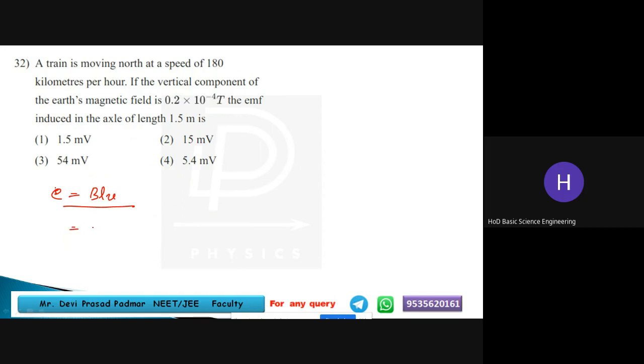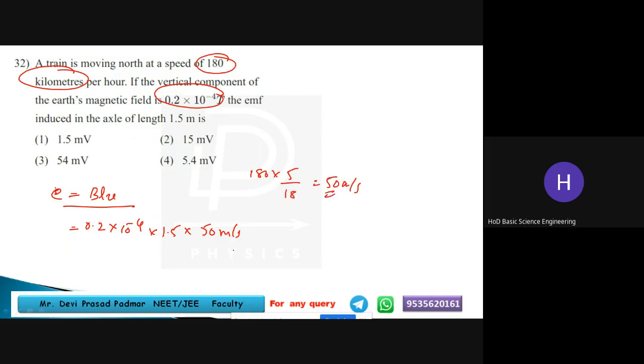Magnetic field is given how much? 0.2 into 10 power minus 4, and length is given, that is 1.5 meter, but V is given in terms of kilometer per hour. Convert that into meter per second, so that will be equal to 50 meter per second. 180 kilometer per hour, so 180 into 5 by 18 you can do, so you will get 50 meter per second. Just simplify this. You must get option 1.